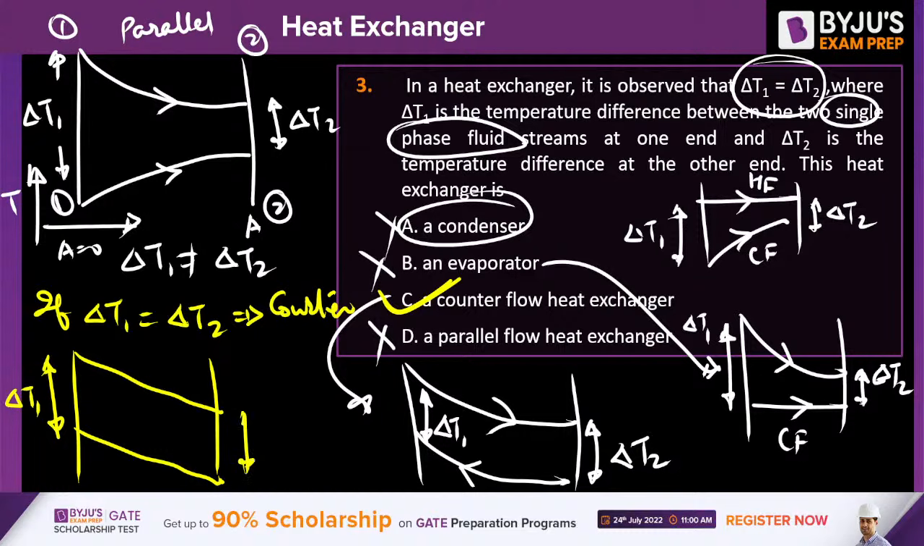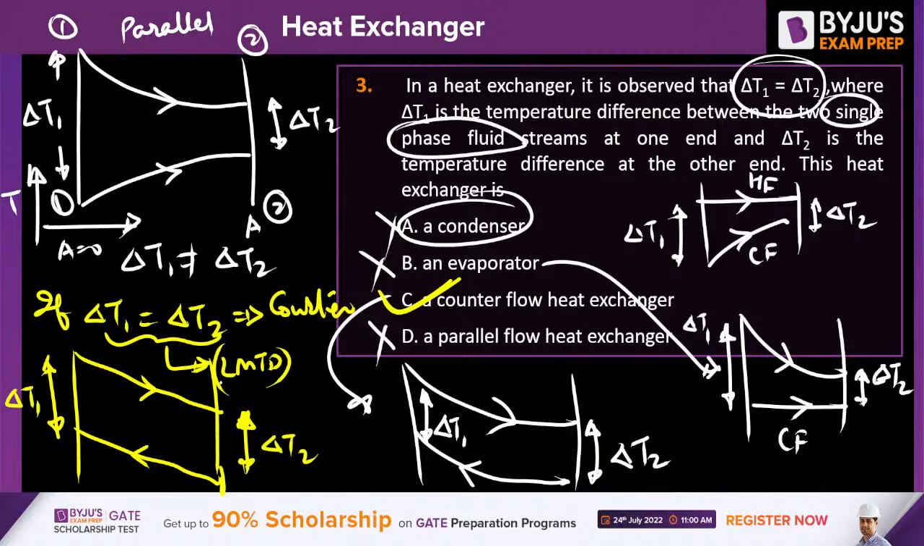Delta T1 and delta T2: the temperature profile will become straight lines. They will not be curved. They will become straight lines when delta T1 is equal to delta T2. And in such a situation, this will be equal to the LMTD.